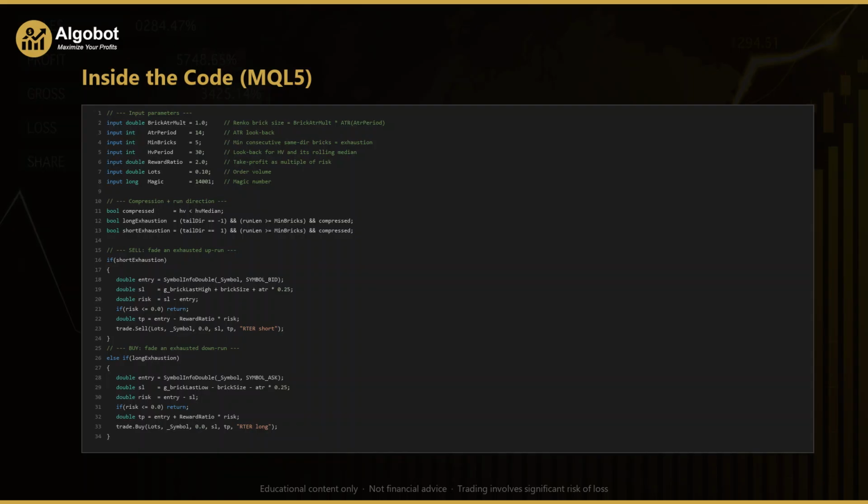At the top are the input parameters you can adjust in the strategy tester. BrickATR multiplier and HvPeriod together set the Renko brick size. Minimum bricks defines how long a run must be before it counts as exhaustion, defaulting to 5. HvPeriod controls the look-back for volatility and its rolling median. Reward ratio sets the take profit as a multiple of risk, and there's also the lot size and the magic number that tags this strategy's trades.